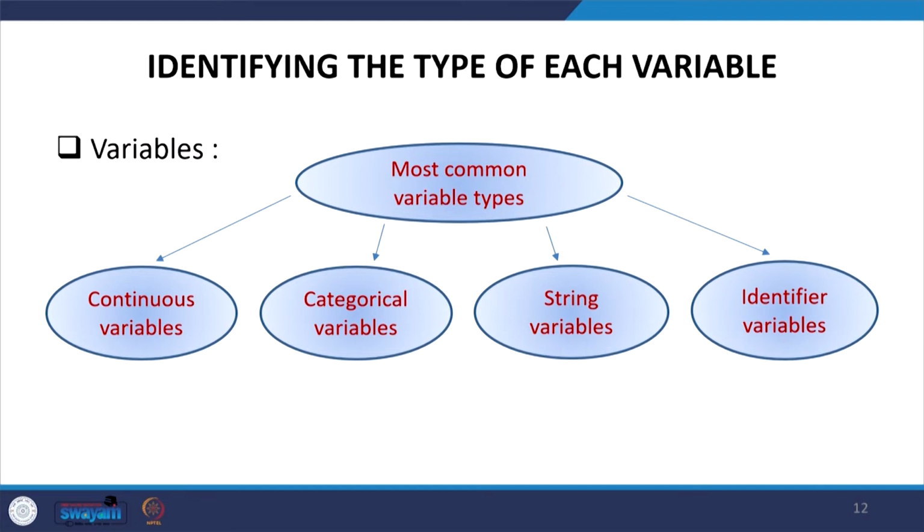Identifying the type of each variable is going to be useful in our Stata operation. The most common variables that we are going to encounter are continuous variables, categorical variables, string variables, or identifier variables. Regarding string variables and their meaning, I have already discussed earlier, but here we are going to use them in our analysis.